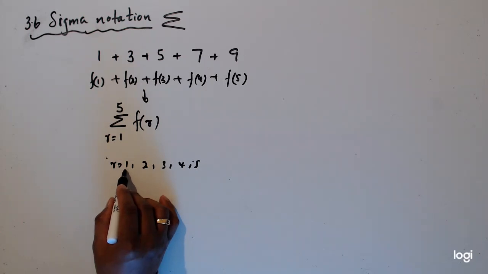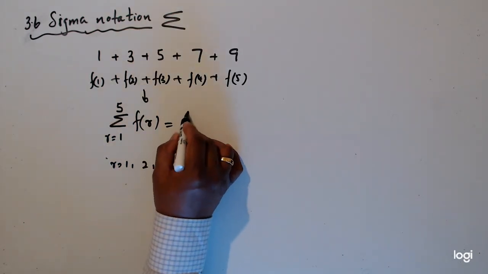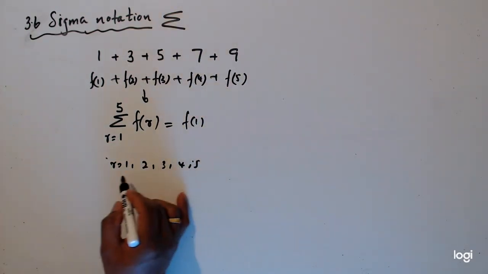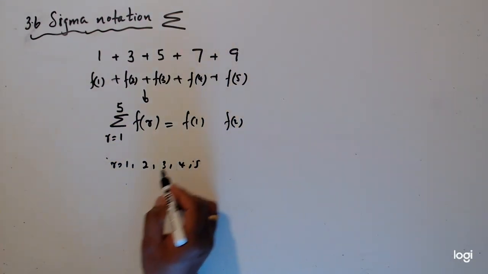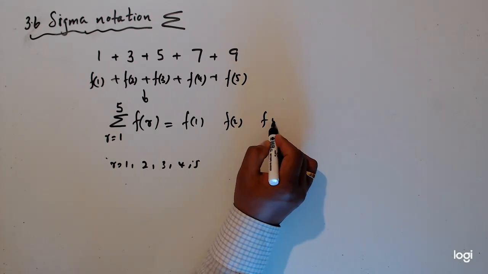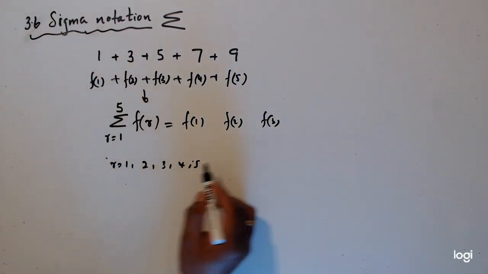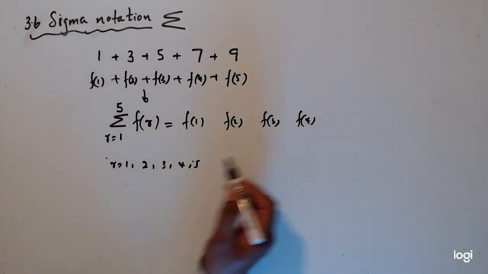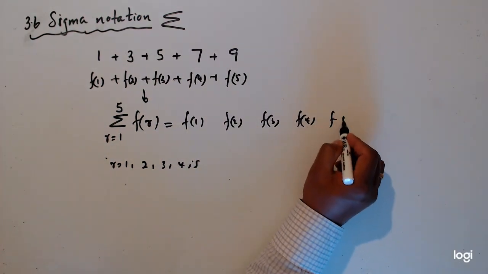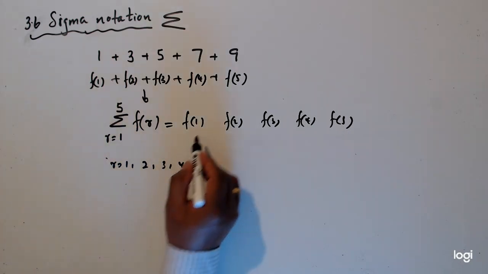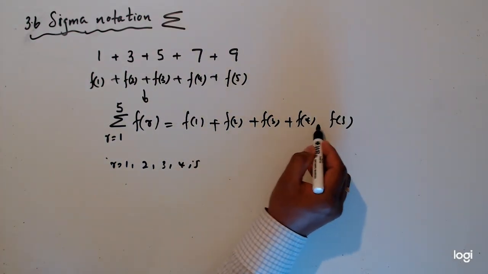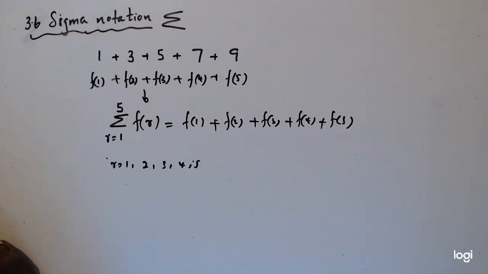When R equal 1, write F1. When R equal 2, write F2. When R equal 3, F3. And R equal 4, F4. And R equal 5, F5. And then add. So this is the idea behind this.